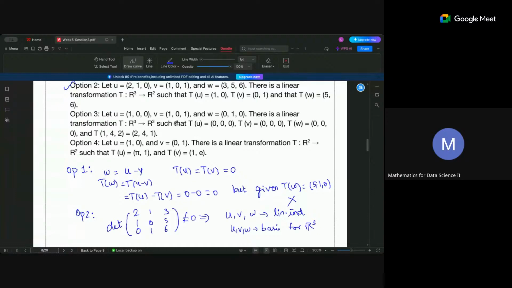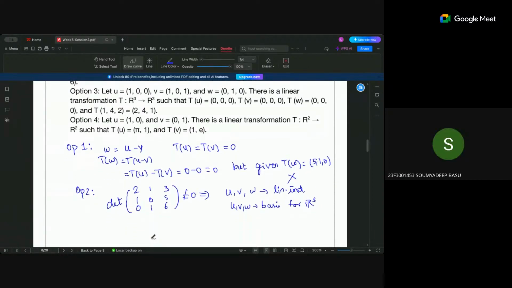Now I'm not going to tell anything. You analyze and tell me. For option 3, true or false? You notice that u, v, w are linearly independent, so there has to be a linear transformation. Up to this, it is completely fine, but here you are given an extra condition. So you have to be careful.